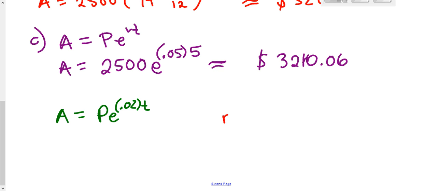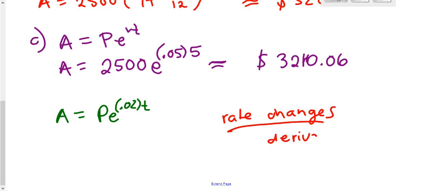Well, if they asked us for the rate at which this changes, remember that's talking about a derivative. So if they've given us an equation like that, what we need to do is take the derivative of this. So dA, and our variable here is dt. Well, P is just a number. We don't know what that number is, but it is just a number. They told us that there is going to be an initial deposit. So P is just a number out front, so it's going to continue to be a number out front. We don't need to do the product rule. But we do need to take the derivative of e to the 0.02t.